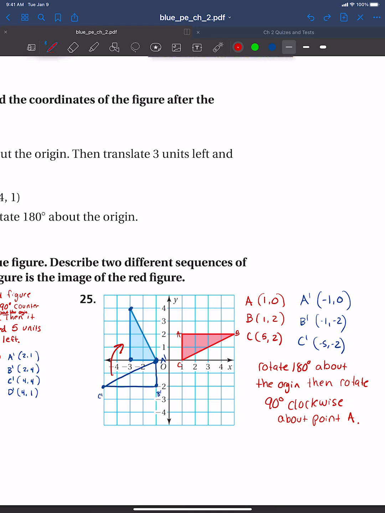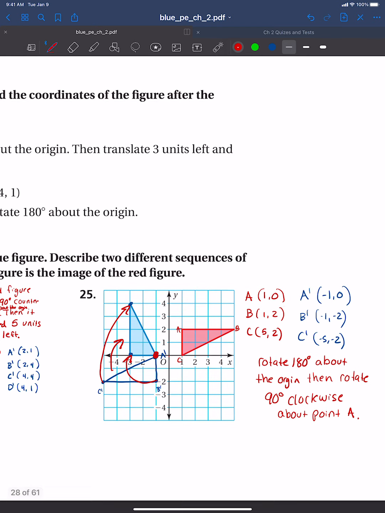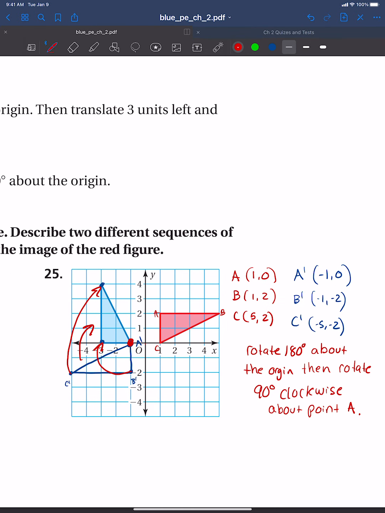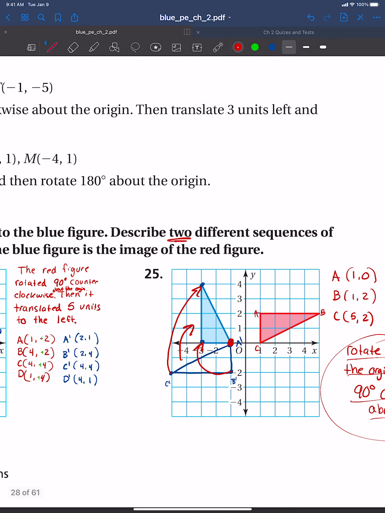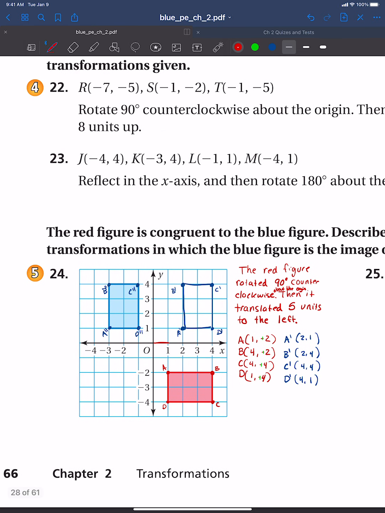Now remember, that's super important, because if I rotated about the origin, I wouldn't land here, right? But because I rotated about point A, then it would land up here, and this guy would land right there, okay? So I want you to see that there's no just one right answer. There's a few things you could have done, but I only want a sequence of two things. So two ways that it could have got there is right here. Two different sequences does not mean give me this answer and then the answer I had before. It just means what are two transformations that it made to get there.